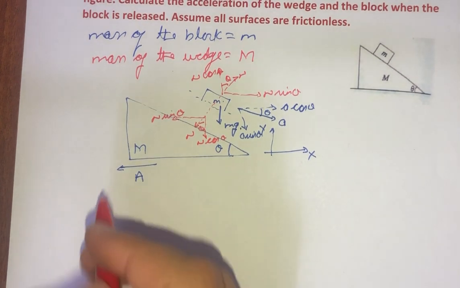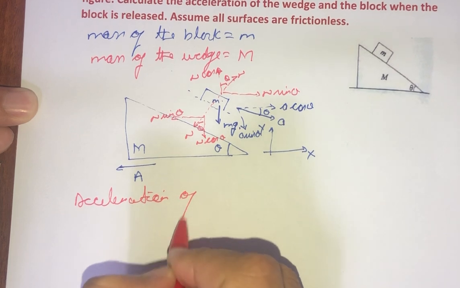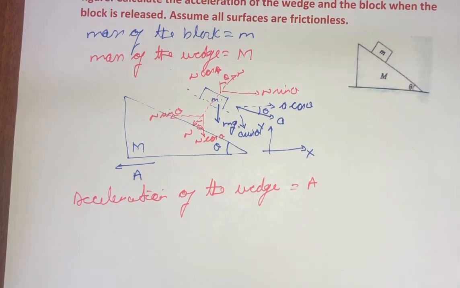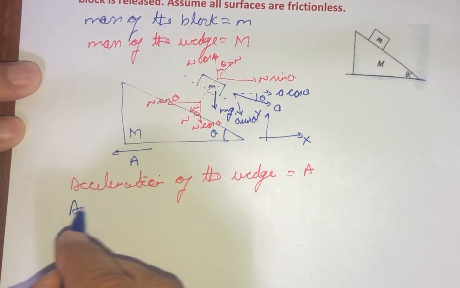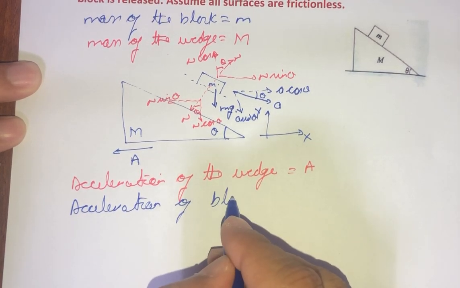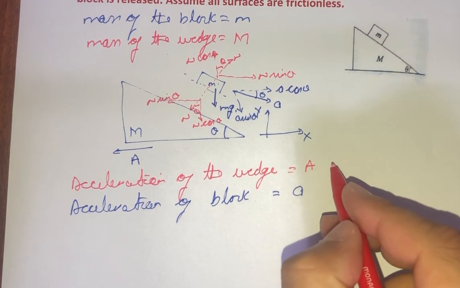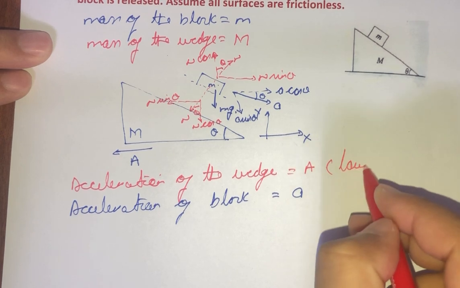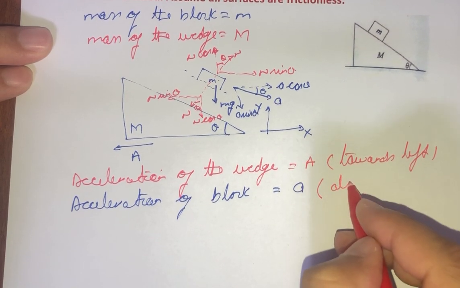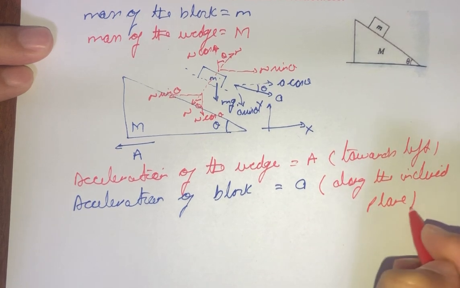Now we already said that acceleration of the wedge is taken as capital A, and acceleration of block is taken as small a, and acceleration capital A is towards left, and this small a is along the inclined plane.